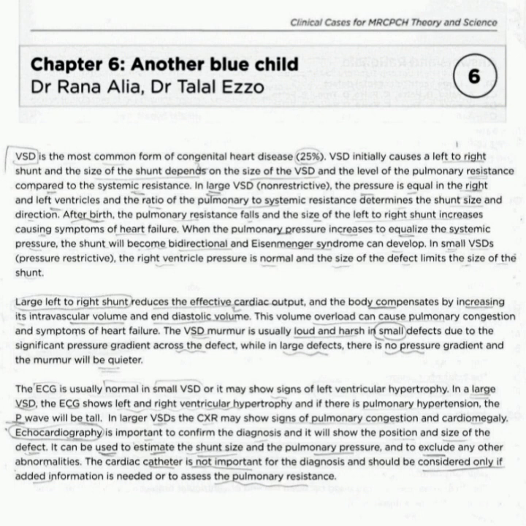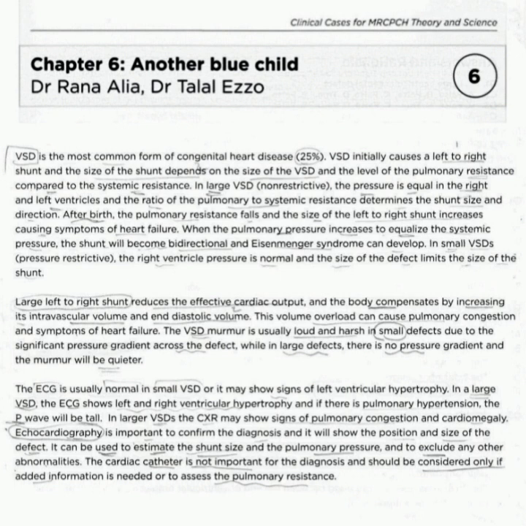So, VSD is the most common congenital heart disease, 25%, and it is a left to right shunt. Remember, VSD is initially a left to right shunt. There is large VSD and small VSD. In large VSD, the pressure is equal between the right and left ventricles.